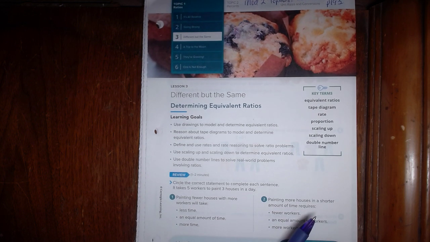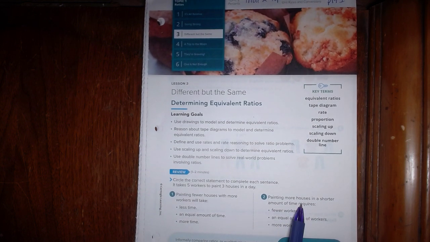Quick start says review 1 to 2 minutes. We probably don't even need that long. It says circle the correct statement to complete each sentence. It takes 5 workers to paint 3 houses in a day. So that's just a statement of fact. Number 1 says painting fewer houses with more workers will take, so does it take less time, an equal amount of time, or more time? So think about it for a minute. Pick something, circle it, and then do this one.